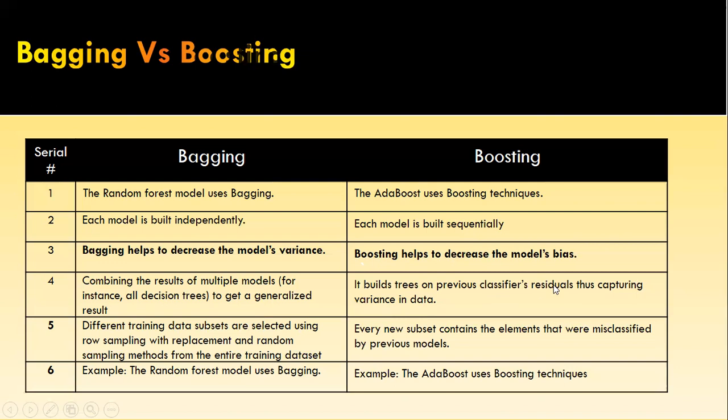It builds trees on previously classified residuals, thus capturing variance in the data. In both cases it uses multiple trees, whereas in bagging all the trees are created simultaneously, and here the trees are created in sequence. But it still takes into account all the trees' values, and then gives the aggregated weight or something like that. Next, in bagging, different training data sets are selected using row sampling with replacement and random selection from the entire training data set. In boosting, every new subset contains the elements that were misclassified by previous models. That is one of the important differences between bagging and boosting.